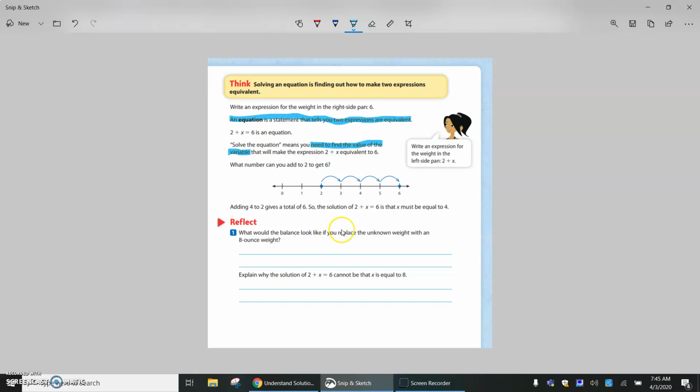What would the balance look like if you replaced the unknown weight with an 8-ounce weight? So the unknown weight, this is talking about our x value.